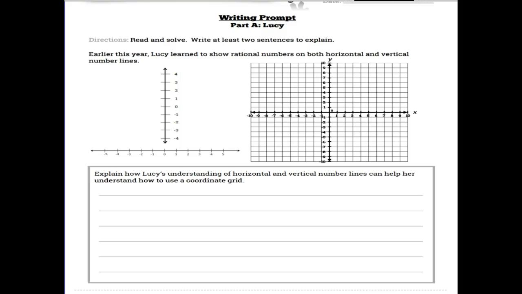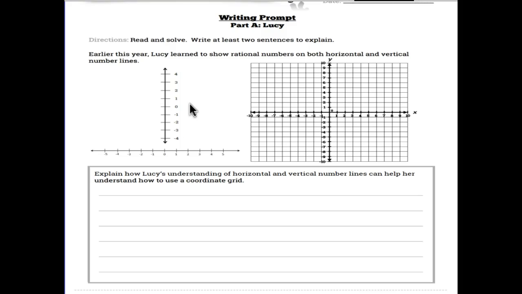Read and solve. Write at least 2 sentences to explain. 2 sentences. There should be at least 2, if not more. And this is what you need to explain. Earlier this year, Lucy learned to show rational numbers. Remember, rational numbers are positive or negative numbers, fractions, or decimals. So Lucy learned to show rational numbers on both a horizontal and vertical number line.